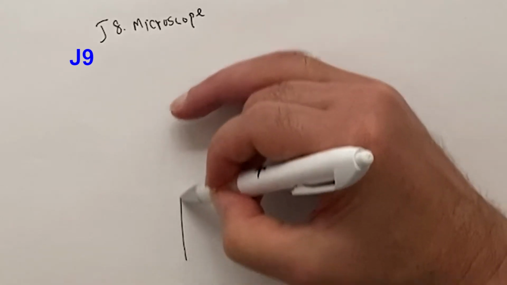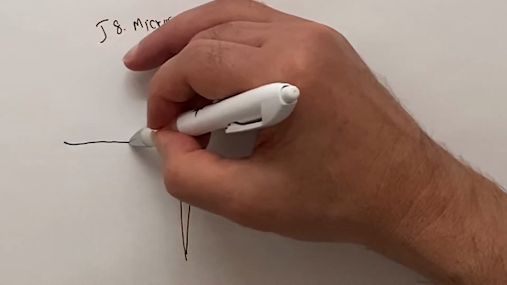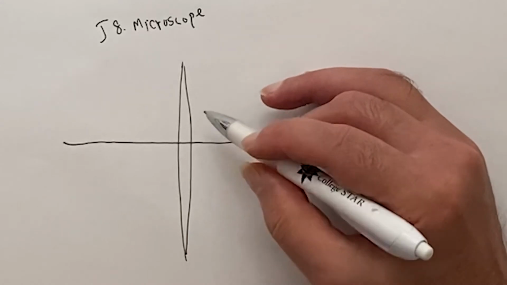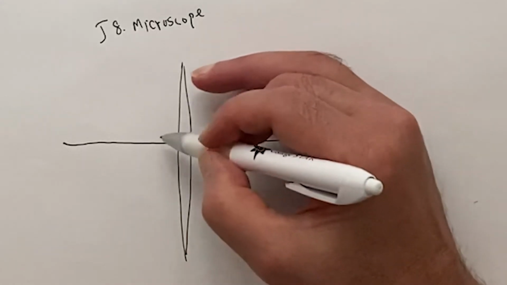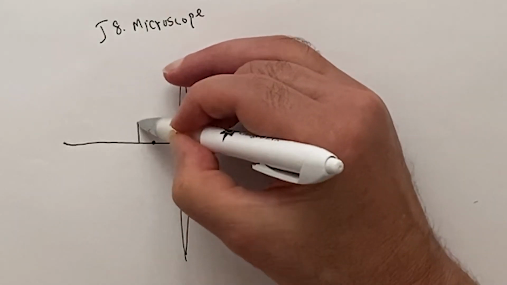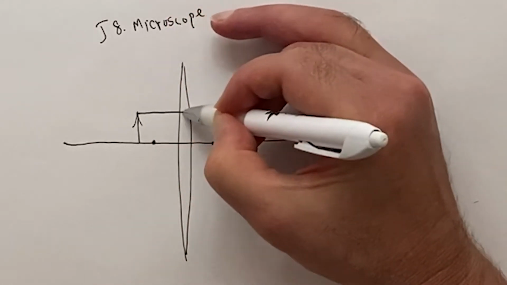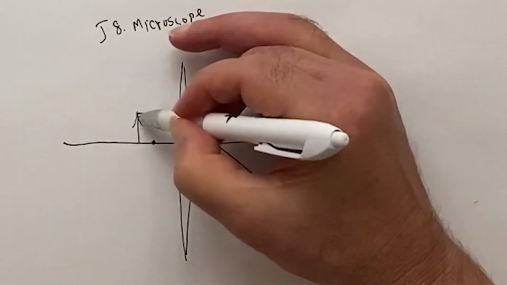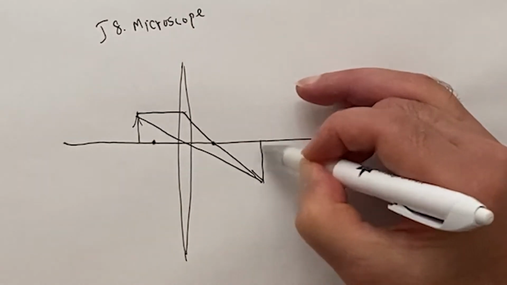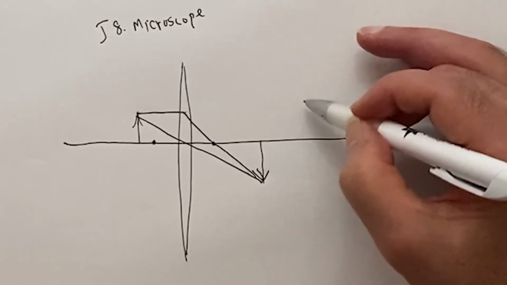The idea is to have a converging lens and another converging lens. It's basically a similar property as the projector: you want to get your specimen close to the focal point so that we can have a magnification here.